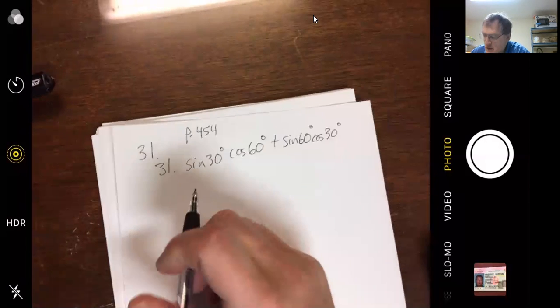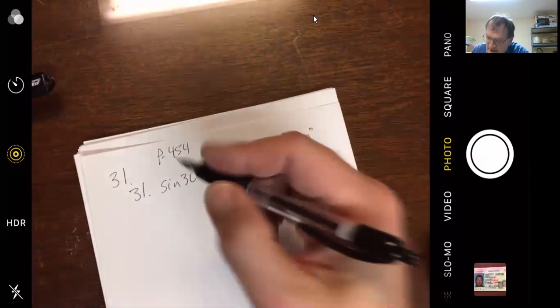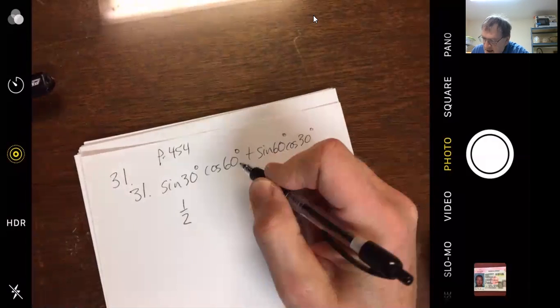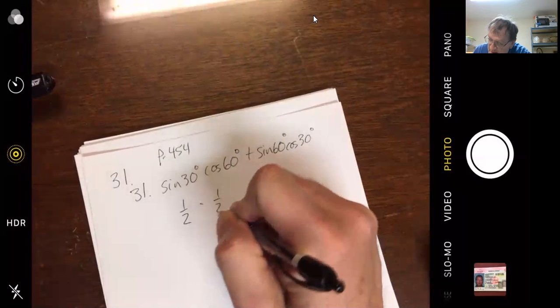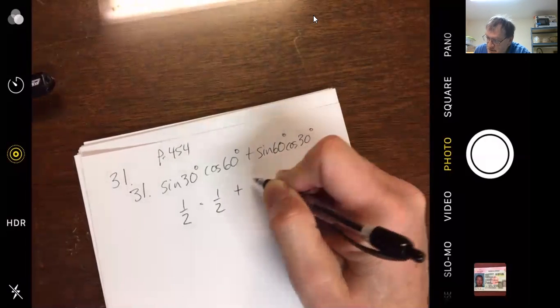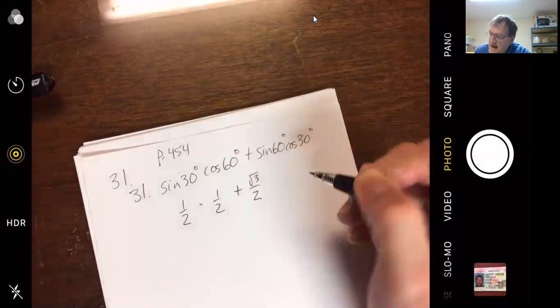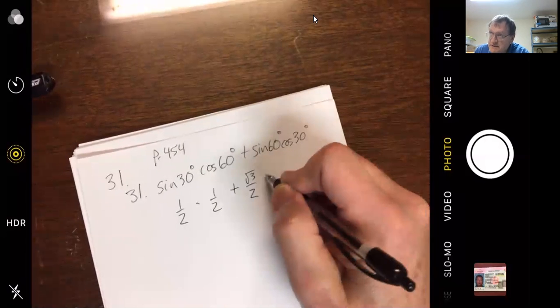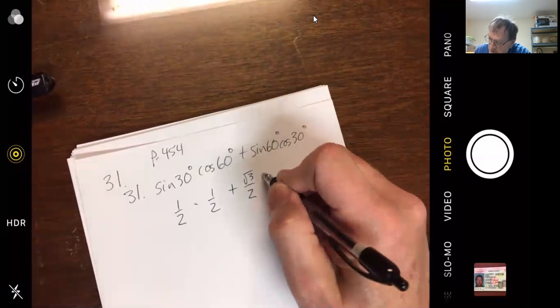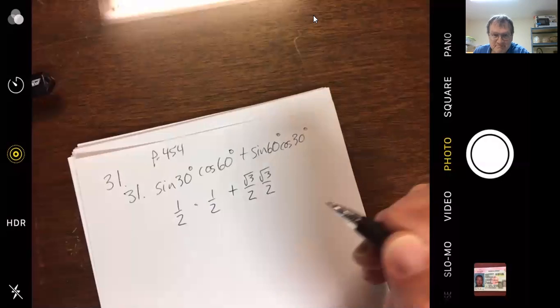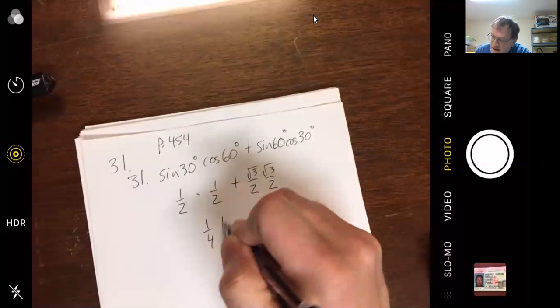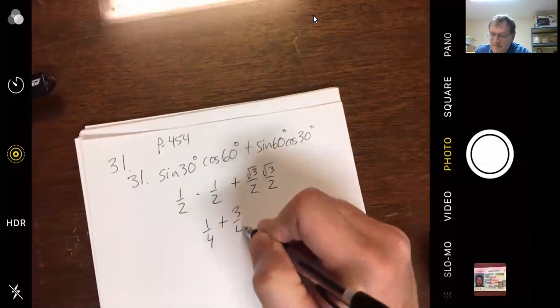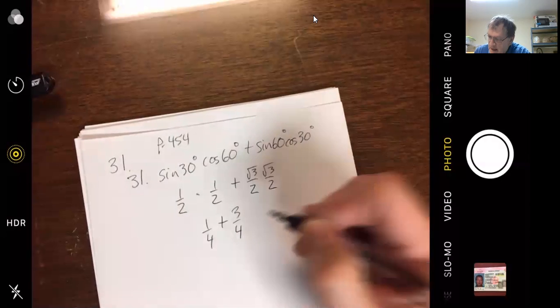Just to show you the useless stuff I have in my head. A sine of 30 is a half. A cosine of 60 is also a half. A sine of 60 is root 3 over 2. And a cosine of 30, the long leg, is also root 3 over 2. So this is going to work out to 1/4 plus 3/4. And that'll be 1.